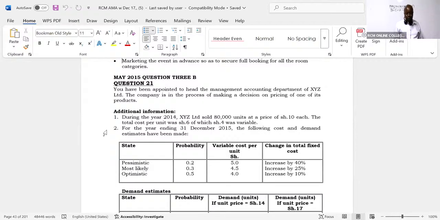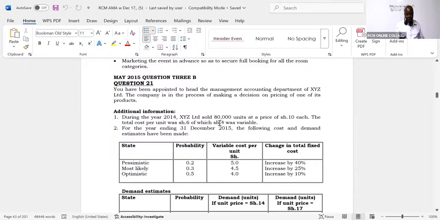XYZ. So in this case here, you think like a head of department. You're not just anybody. And we must get this question right because we are heading departments. The company is in the process of making a decision on pricing of one of its products. Additional information. During the year 2014, XYZ Limited sold 80,000 units at a price of 10 shillings each. The total cost per unit was 6, out of which 4 was variable.